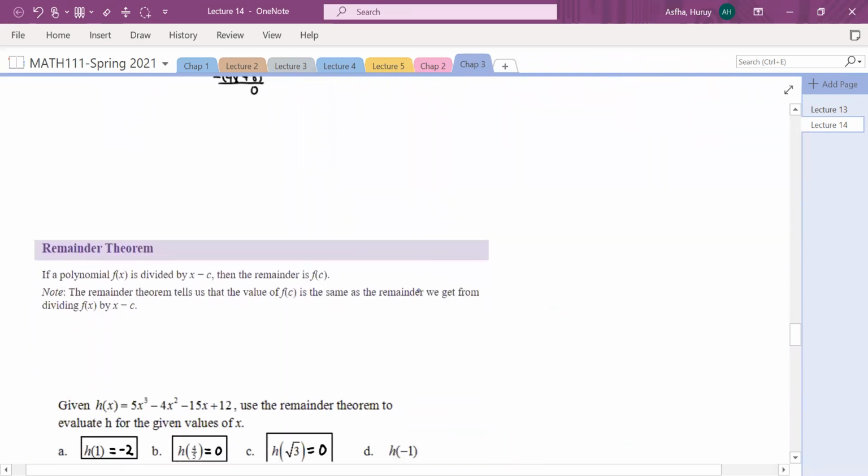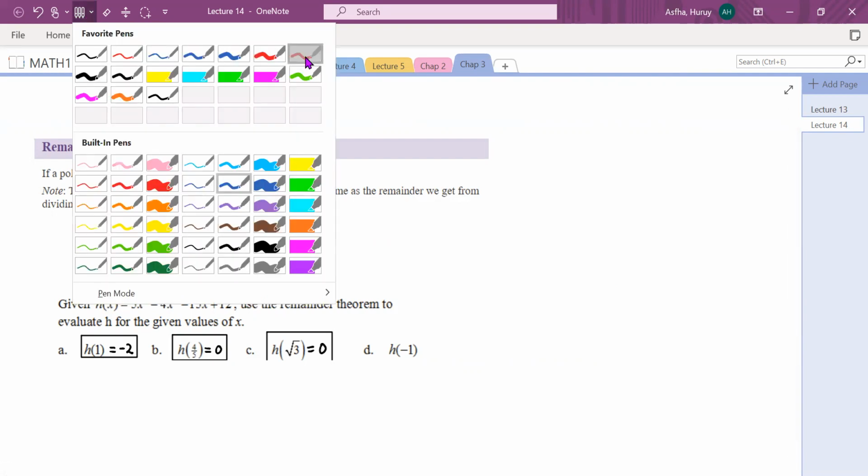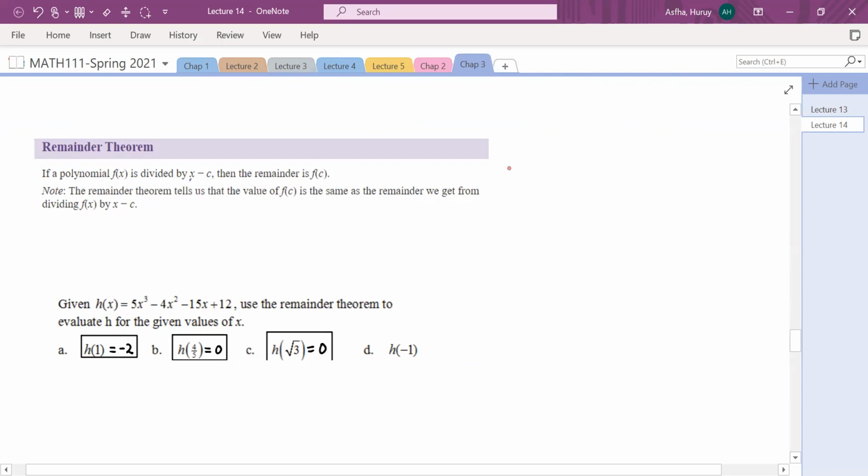All right, and the next is the remainder theorem. The remainder theorem says if a polynomial f of x is divided by x minus c, then the remainder is f of c. And this comes from the division algorithm. The division algorithm says f of x is d of x times q of x plus r of x, right?